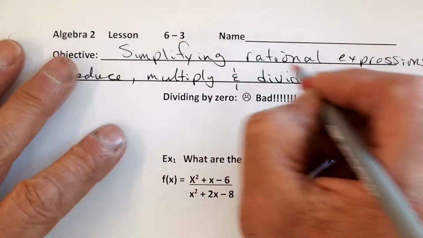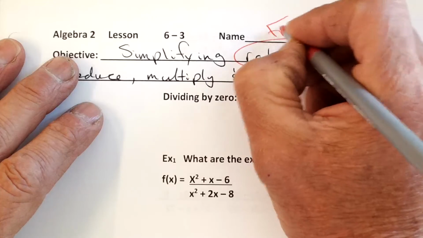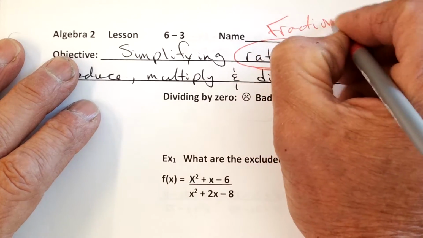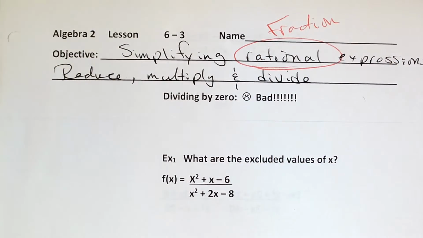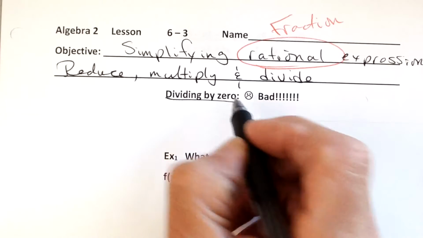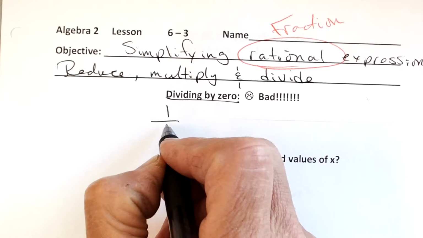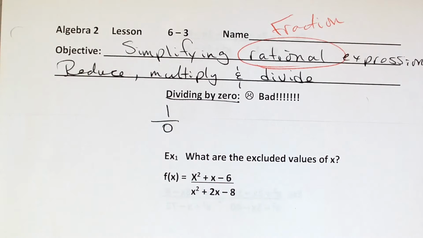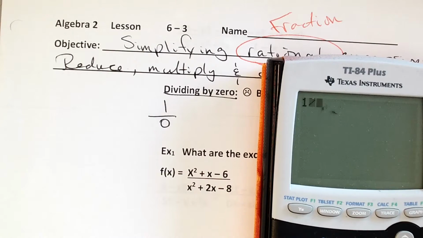So the word rational means fraction. In math, when you see the word rational, it just means fraction, okay? So divided by 0. Let's talk about that first. 1 divided by 0. And even your calculator agrees with me. Even your calculator agrees with Cookie Monster. If you were to go 1 divided by 0, okay, divide by 0, right?